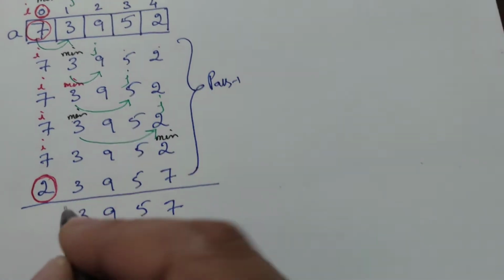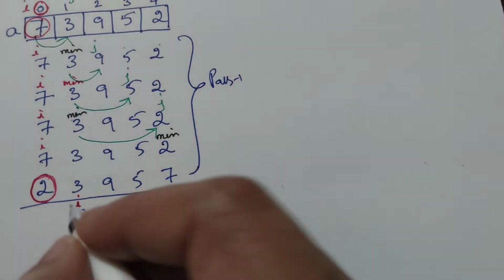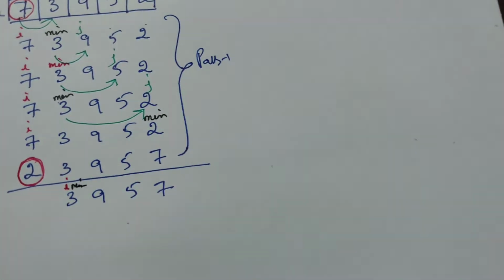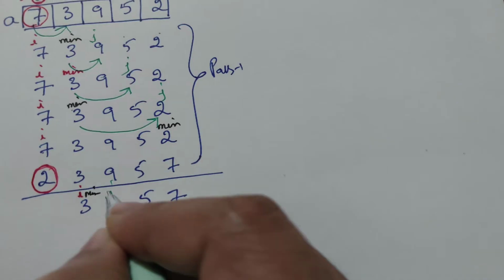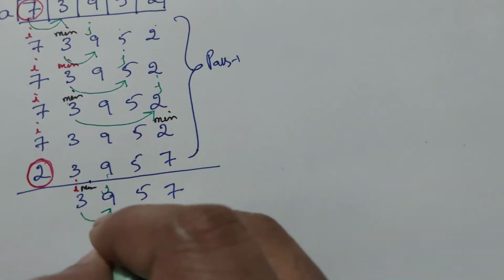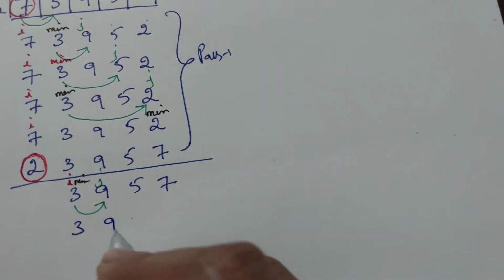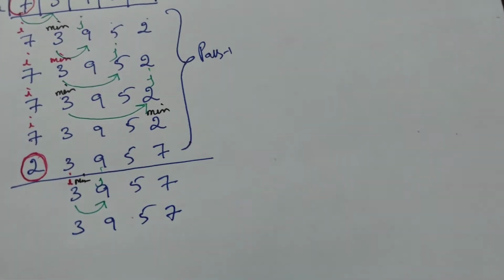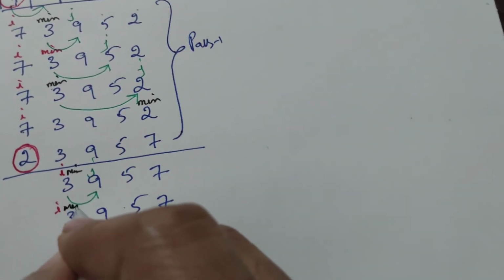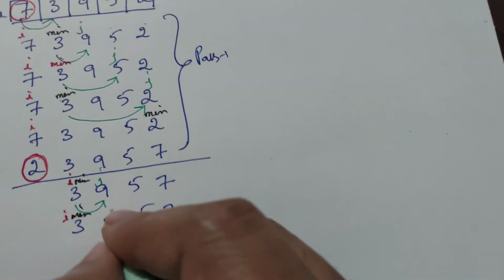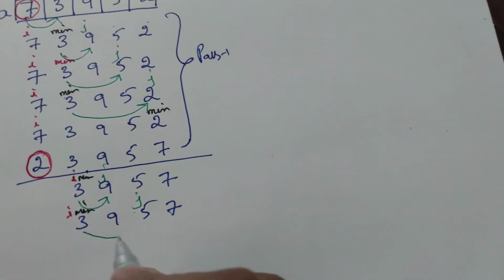Again, this is my I initially, and I will assume that the minimum element is in this position only. Next, I will take J and compare it with this one. After that I came to know that among 3 and 9, the minimum is 3 only. So this is my I position and also my min position, but I increment J, so J goes to position 2. Now I am comparing this with this one.